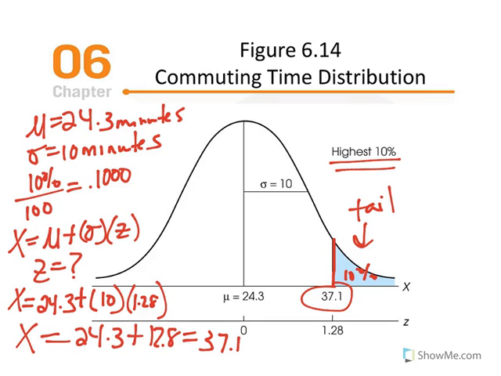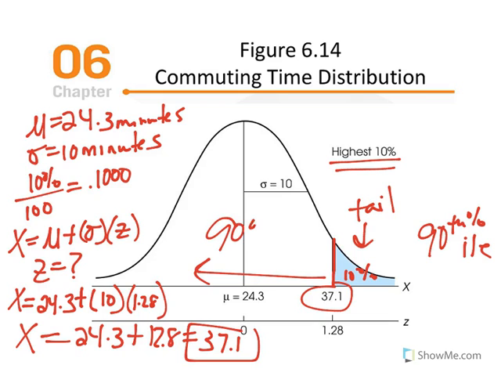Now, something interesting to point out with this particular example: if you spend 37.1 minutes commuting to work, does that place you in the 10th percentile or the 90th percentile? I'll give you a second to think about that. Are you in the 10th percentile or the 90th percentile? If you answered the 90th percentile, you would be correct, because by definition the percentile rank is always read at that score and anything below. So we would see that 90% of commuters spend less time commuting to work than you do, and 10% spend more time than you do.